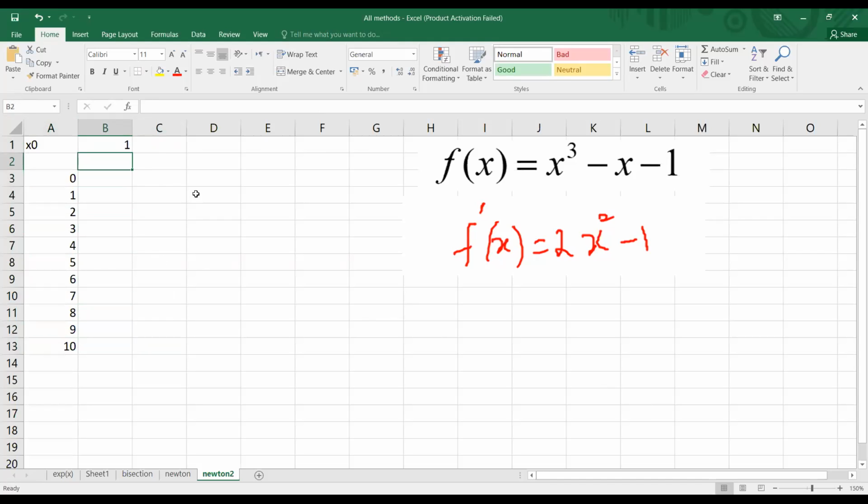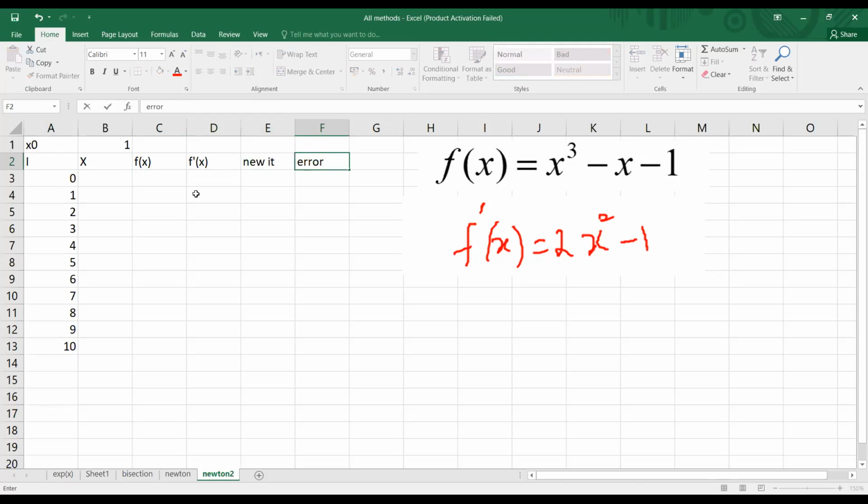Now, the values of x are there. These are the iteration numbers, represented by i. The values of the function f(x) are to be calculated, and the value of the derivative, f dash x, is to be calculated. And then the new iteration is calculated, and the error.